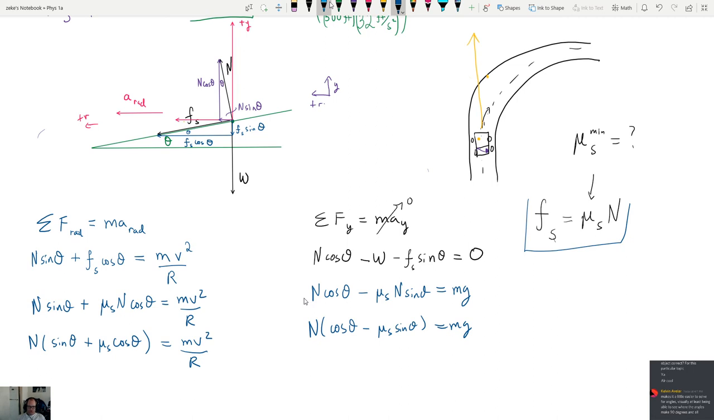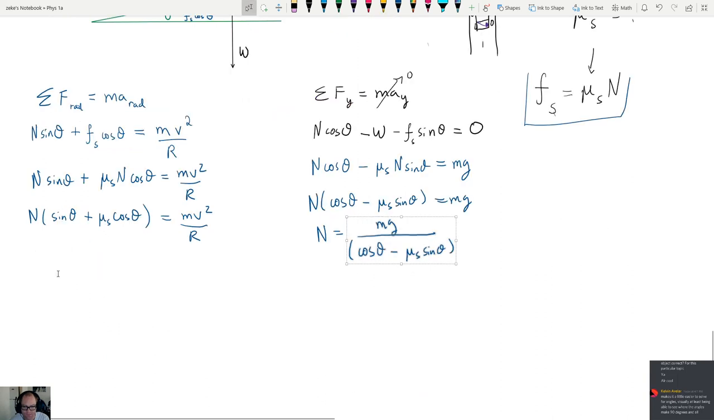We can basically just do it this way: N is equal to mg divided by all of this. And then we can take that and plug it in for N over here. So we're plugging that in for N, which means we'll take this and plug it right there.